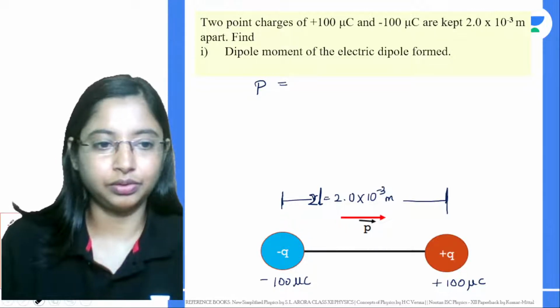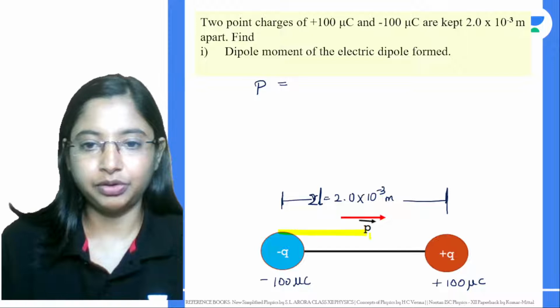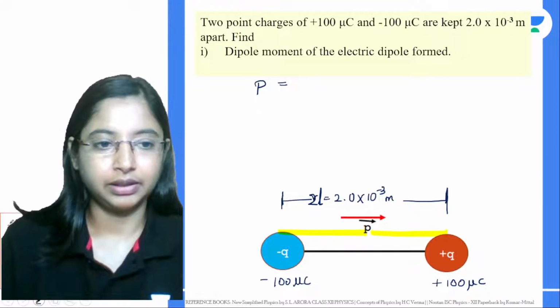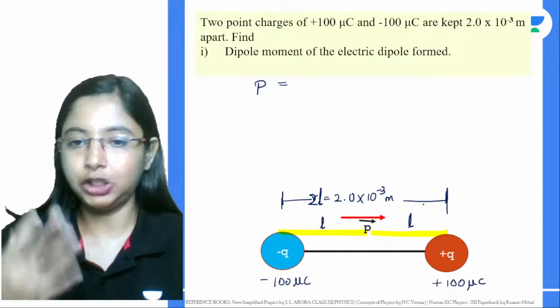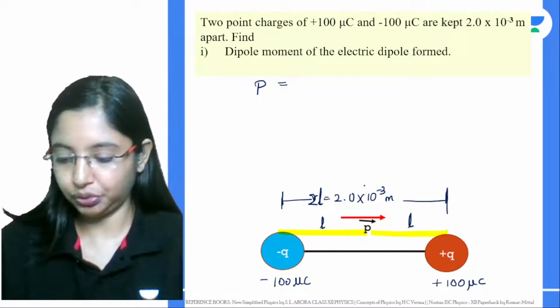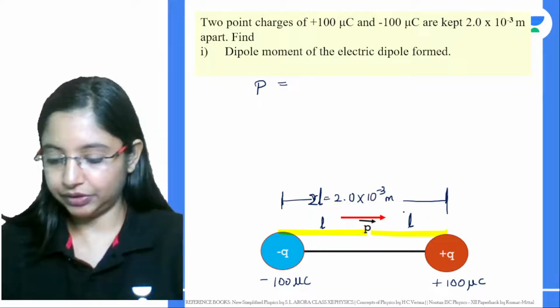Okay, so from this point to this point, this length is L, and from this point to this point, this length is L. Your notebooks may take it as A also. This is L, this is L. Total length will be 2L. 2L is given as 2 into 10 to the power of minus 3 meters.